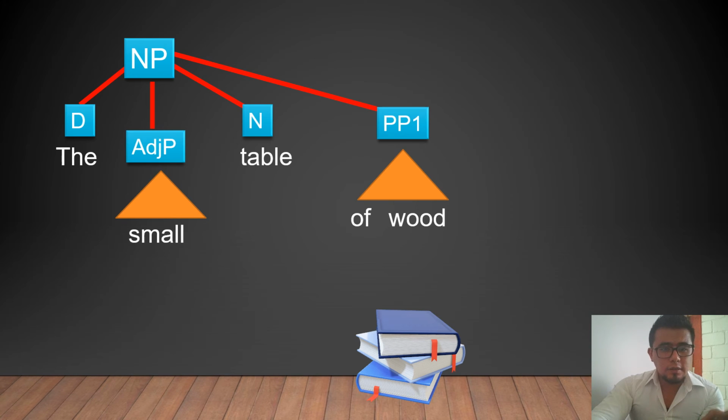So if we say the table, it's only a noun phrase. But if we modify the noun with an adjective, it will be the small table, right? But if we add a prepositional phrase, in this case, it will be of wood. So we understand what we are talking about when we say this sentence, right?